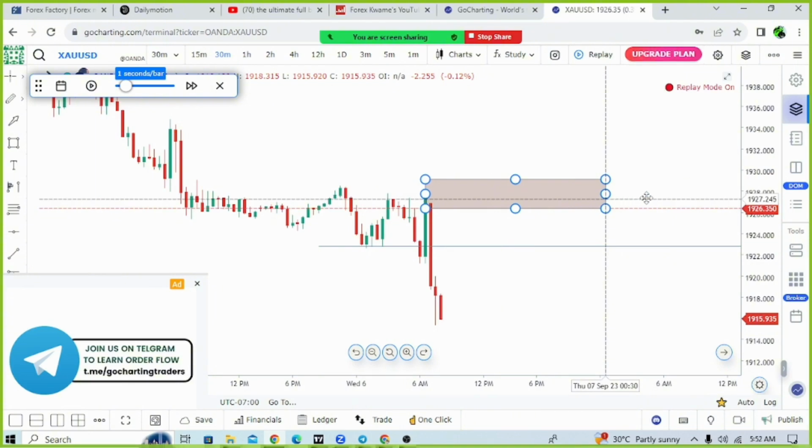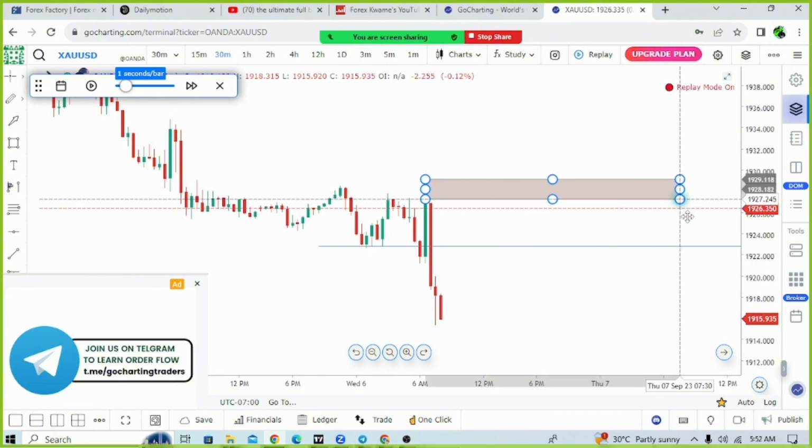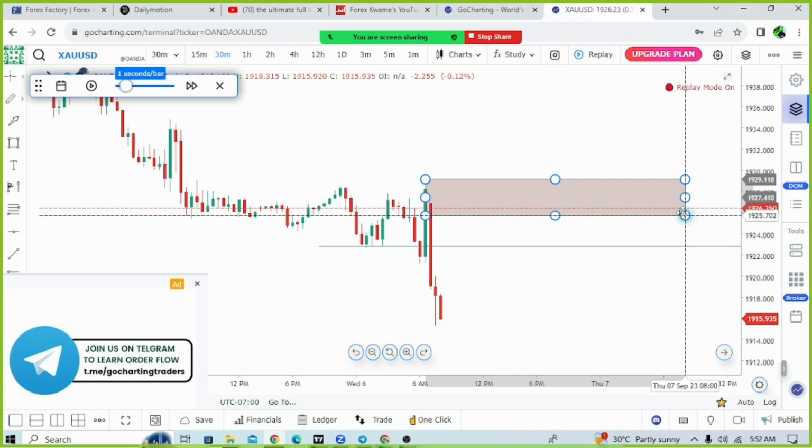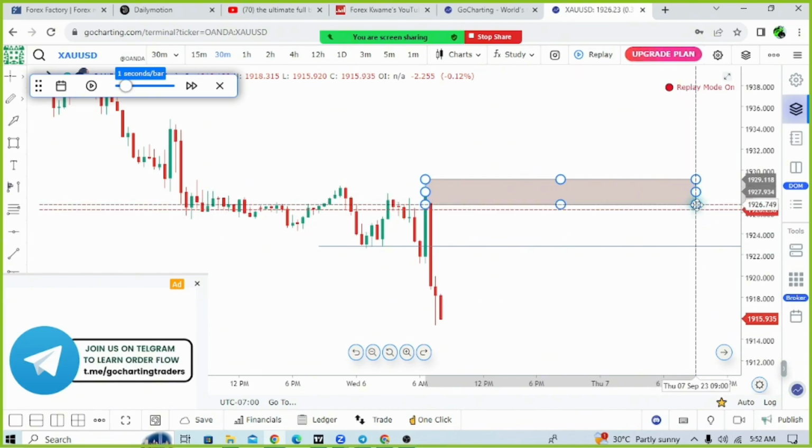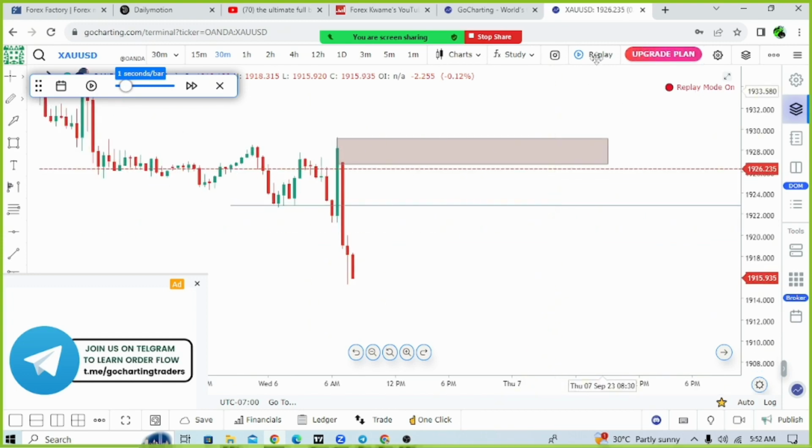So let's play this replay too, and see if the market is going to come and tap into our zone for us to look for sales, okay, guys. So let's play it. Let's wait patiently for the market to do what it wants to do, okay.